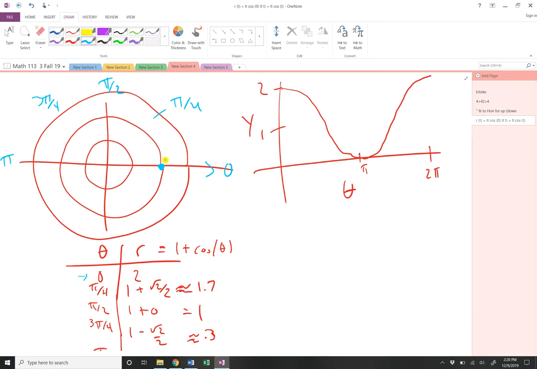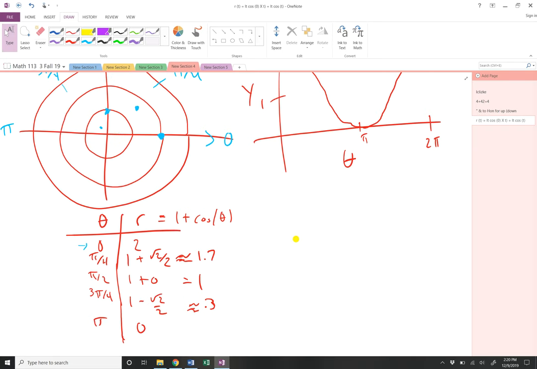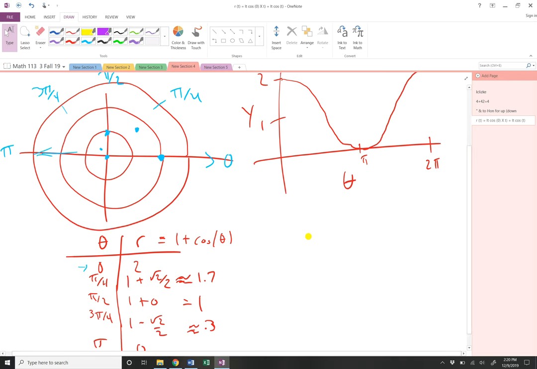If I plug in pi fourths, I get 1 plus the square root of 2 over 2. The square root of 2 is about 1.4, so you cut that in half, you get about 0.7. So I get 1 plus 0.7, so I'm out here somewhere. Then at pi halves, I'm straight up, I'm at 1. And then at 3 pi fourths, this direction, I'm at about 0.3. And then I'm at 0 when I'm facing towards pi. So facing this direction there. So I can see part of this.